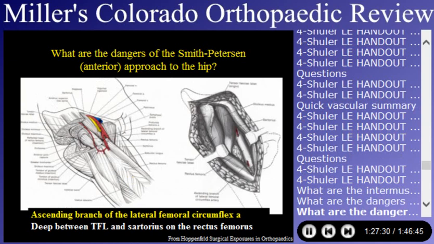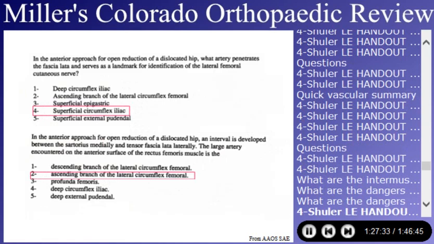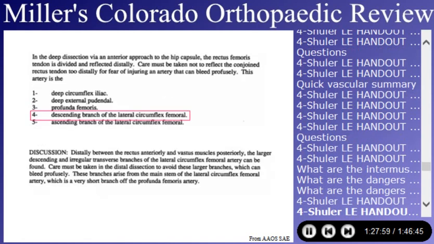So test questions on the blood supply in that area. Anterior approach, open reduction, dislocated hip. What artery penetrates the fascia lata, serves as a landmark for identification of the lateral femoral cutaneous nerve? Superficial circumflex iliac. Anterior approach, open reduction, dislocated hip. Interval is developed between the sartorius and tensor fasciae latae. The large artery encountered on the anterior surface of the rectus femoris is the ascending branch of the lateral femoral circumflex, the one you have to ligate. Deep dissection, anterior approach, hip capsule, rectus femoris divided, reflected distally. Care must be taken not to reflect the conjoint tendon too distally, inferior injury to an artery that can bleed profusely, which is the descending branch of the lateral femoral circumflex.